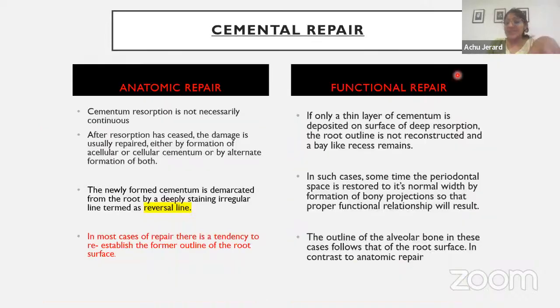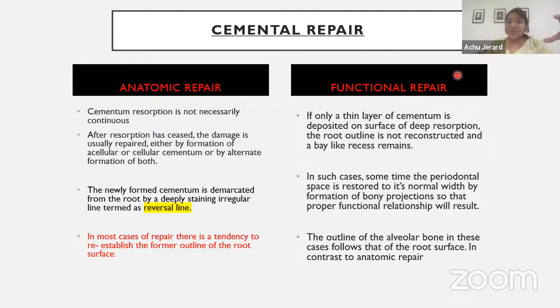And finally, with cemental repair, there are two things you need to know. I told you there is resorption happening with cementum, and it always tends to repair that resorption, which is a good thing. But there is something called anatomic repair, and there is something called functional repair.